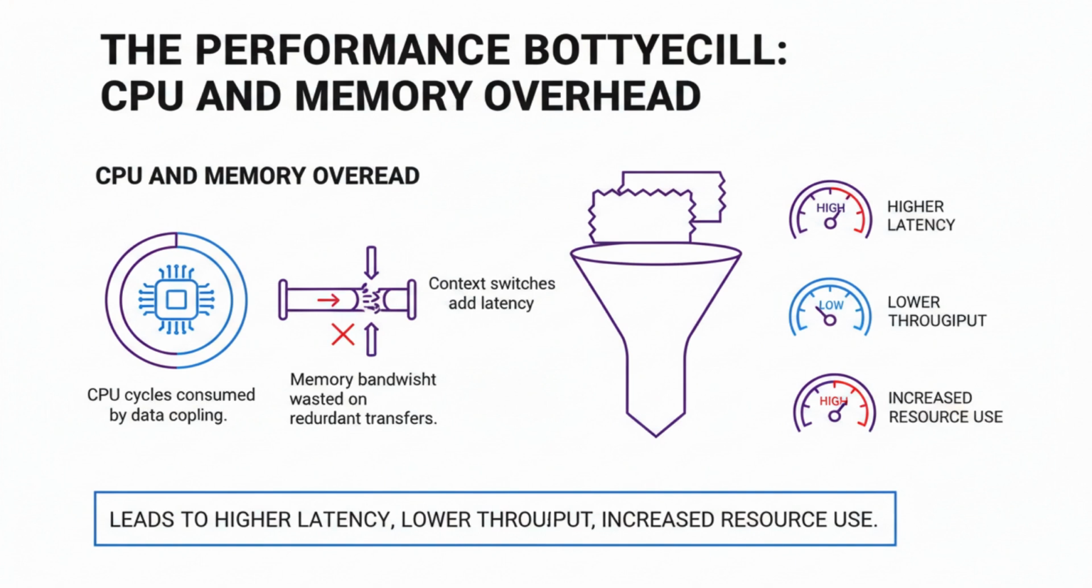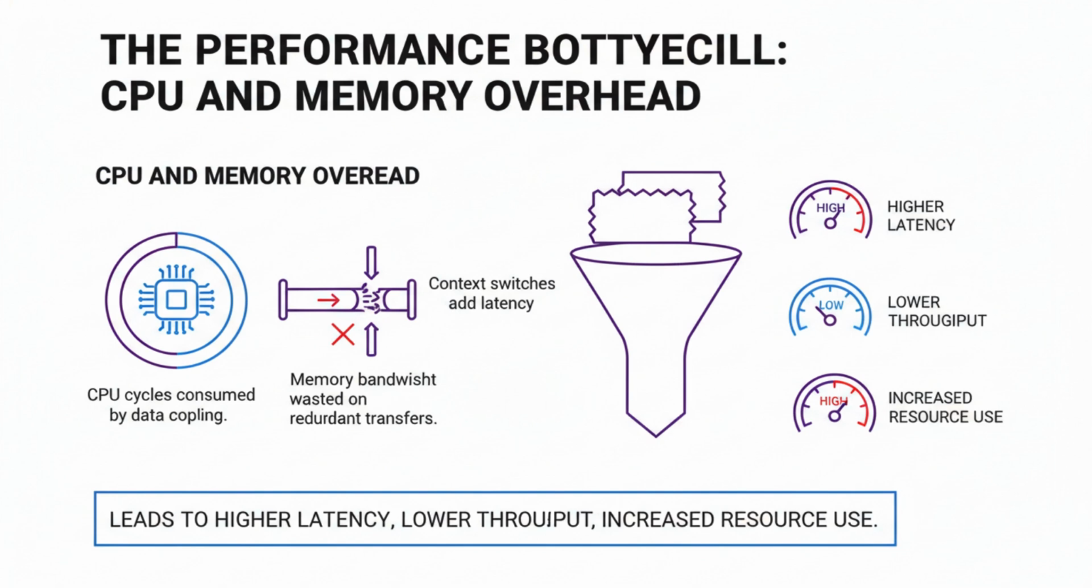The repeated data copying in traditional I/O creates significant overhead. Each copy operation consumes CPU cycles and memory bandwidth, which could otherwise be used for application logic or serving more requests. For large files or high-throughput network services, this overhead quickly becomes a major performance bottleneck.